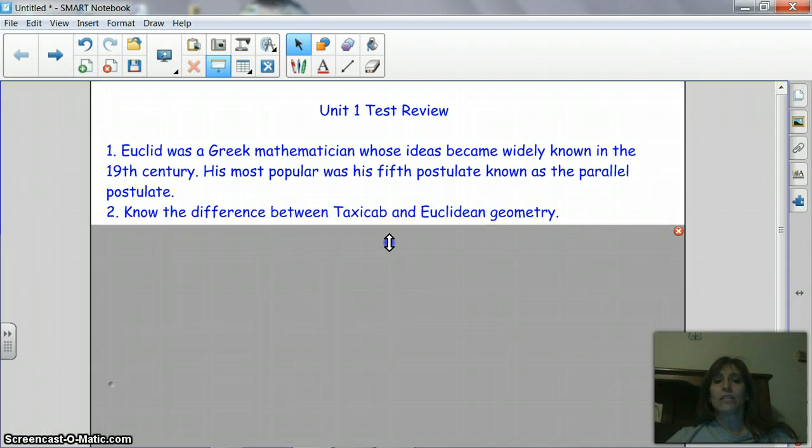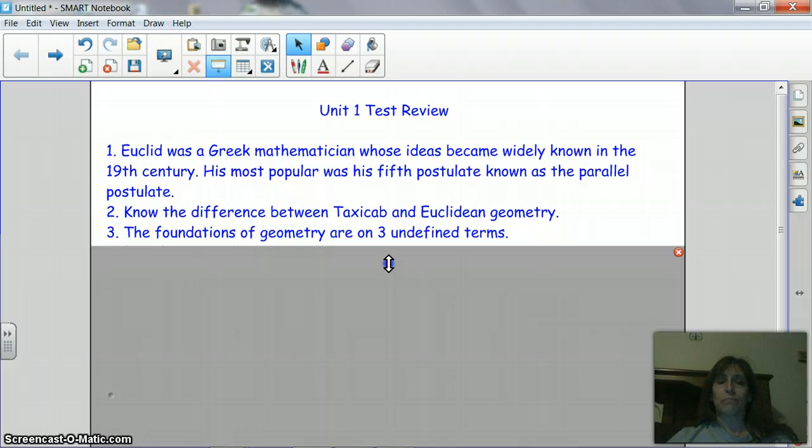And even though we call it Euclidean geometry, it was actually named after a guy named Euclid. Alright, the next thing is to know the difference between taxicab geometry and Euclidean geometry. If you remember a while back, we had like a page on the board that had squares on it, and we talked about the fact that in taxicab geometry, you can't just go from one point to another. You actually have to take turns because you can't make a straight shot in between the buildings. So that's taxicab geometry. Alright, and then you need to know that the foundations of geometry are the three undefined terms. And hopefully you remember that those are points, lines, and planes.